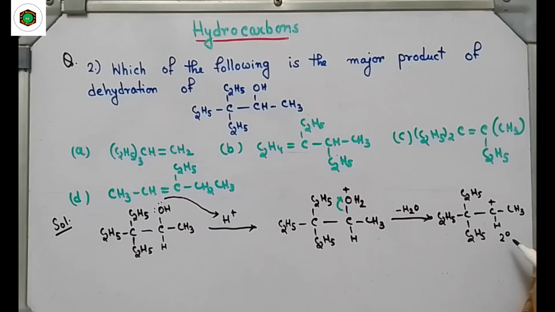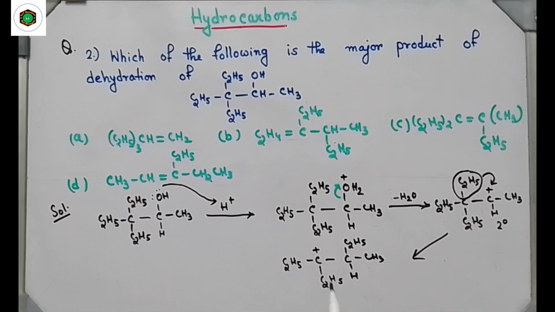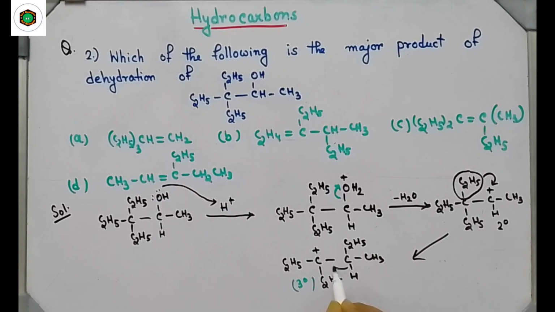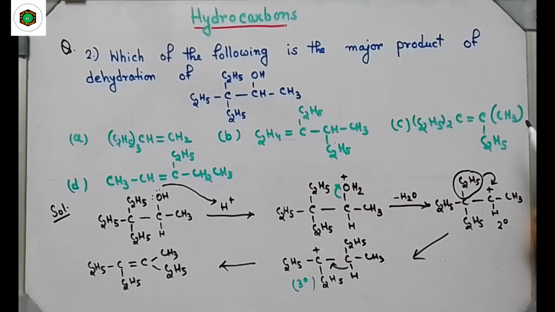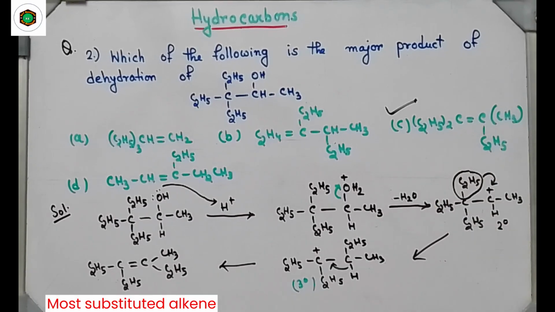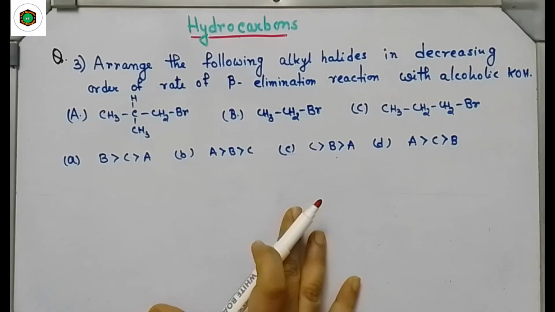Now what we have to do? We have to shift this ethyl group from that adjacent carbon with its bonding electron from here to here. So what we will get? This carbocation. So you can see this carbocation is tertiary because this carbon is bonded to 3 more carbons. So this is more stable than this carbocation. Now what will happen? Removal of H plus takes place and we will get this alkene. Therefore option C is your answer. So what is happening here? Dehydration and rearrangement.